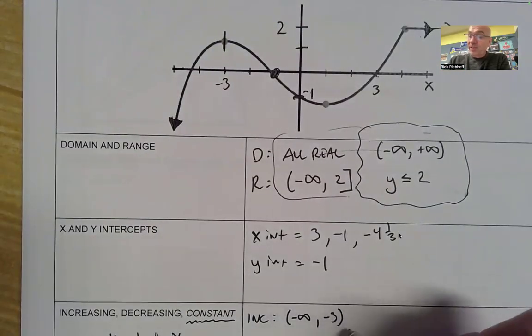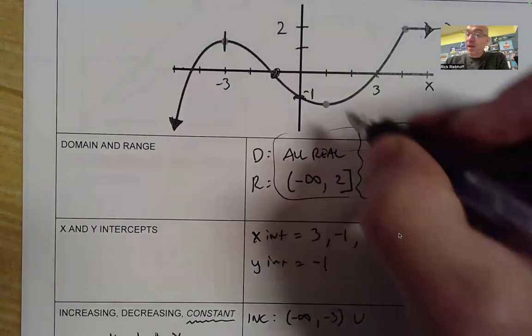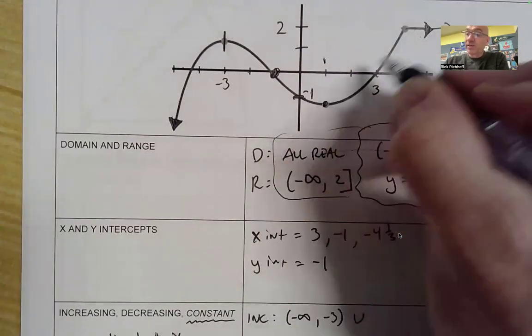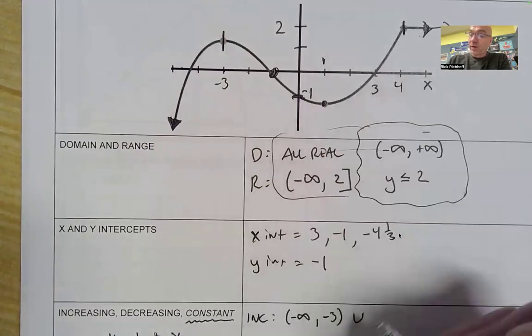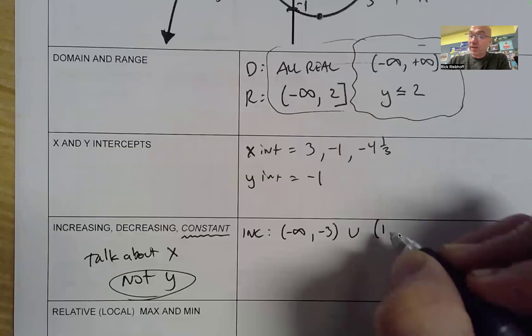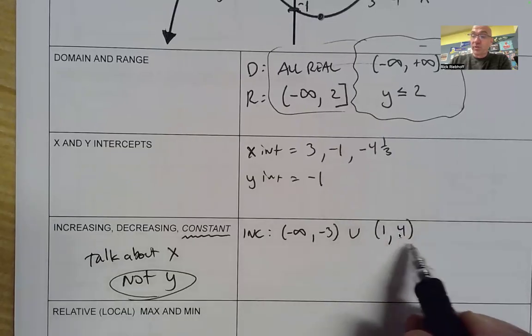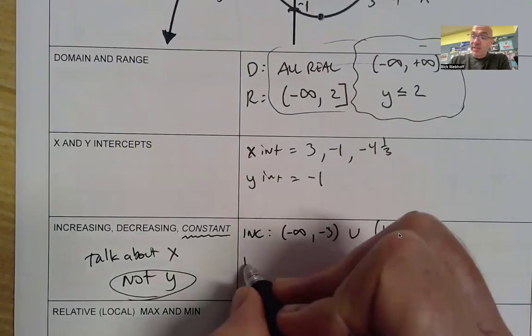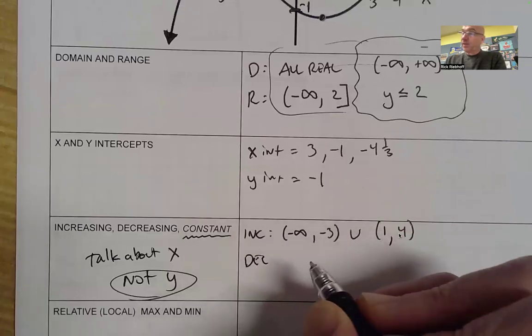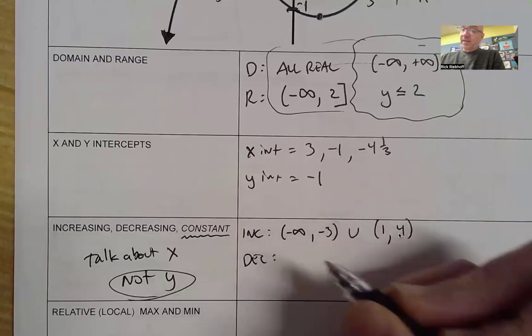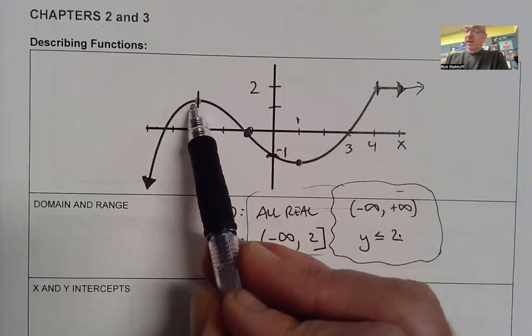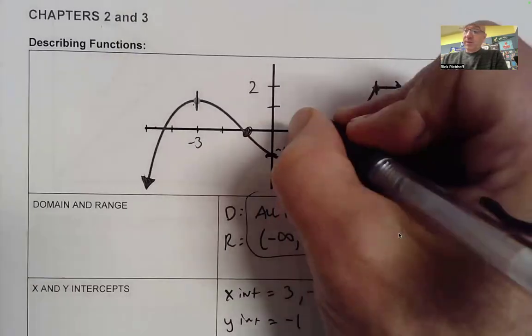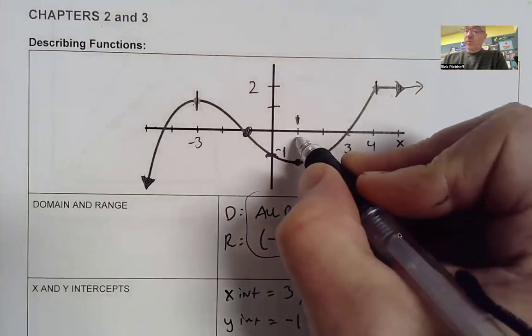Cool. Do we increase again at any point in time? Yeah, we increase starting here, right? Until we get to here, which is 4. So from 1 to 4, we are also increasing. So 1, comma 4, we are also increasing there. All right, decreasing. I think there's only one place where we're decreasing. That's kind of nice, right? It goes from here at -3 until we get to 1. So from -3 to 1, we are decreasing.